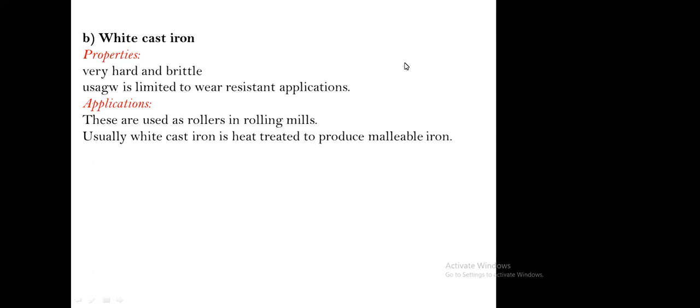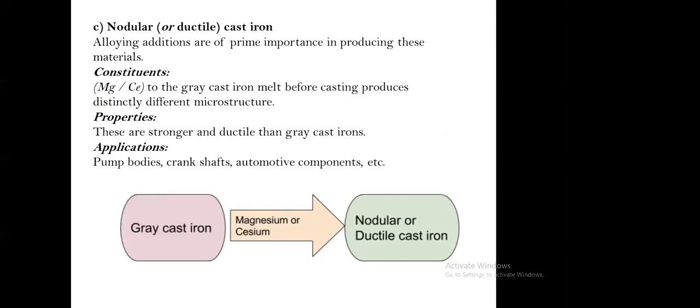Now the properties: they are very hard and brittle, and because of this they are extremely difficult to machine, and thus their usage is limited to wear resistant applications like rollers in roller mills. Before using the white cast iron, you have to heat it so that it produces malleable iron. Now coming to nodular cast iron, which we also call ductile cast iron.